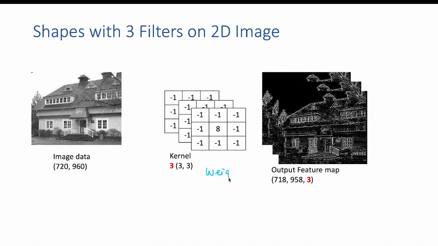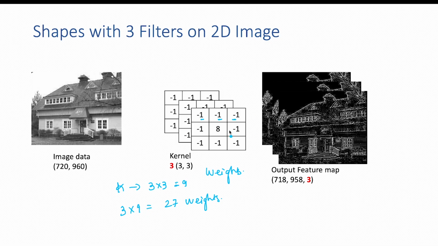Whatever values you are currently observing within each one of these kernels are nothing but weights. All of these are weights. Each of these kernels has 3 by 3 weights, so that is 9 weights or 9 values. Likewise, all of these 3 kernels will have a total of 27 weights. So for this convolutional layer, we have 27 weights.